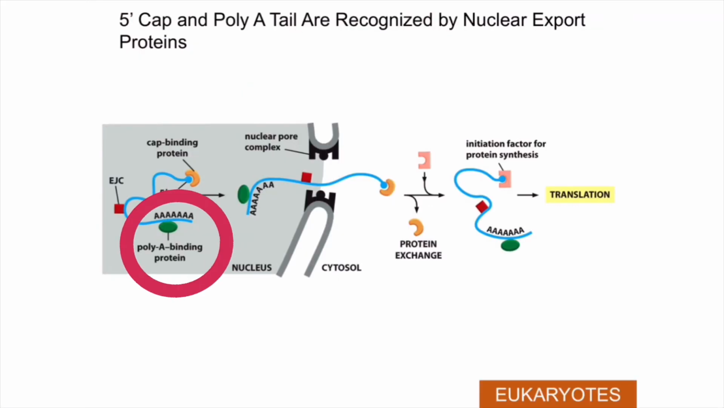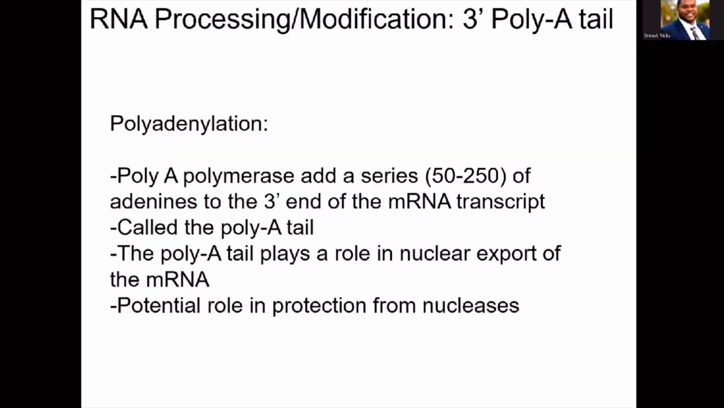There's also an addition of a poly A tail that happens at the 3' end. This helps with the nuclear export and protects the mRNA. The poly A polymerase is going to add a series of adenines. It'll be about 50 to 250 adenines to the 3' end of the mRNA transcript. This is called the poly A tail.